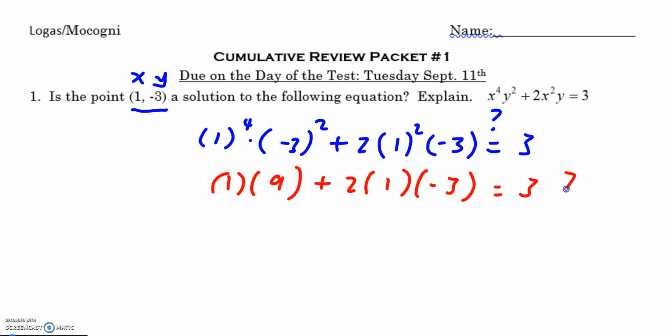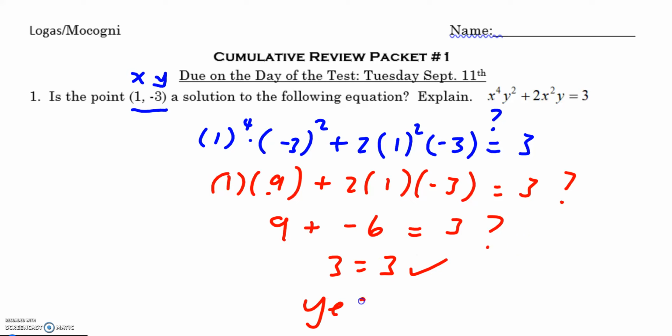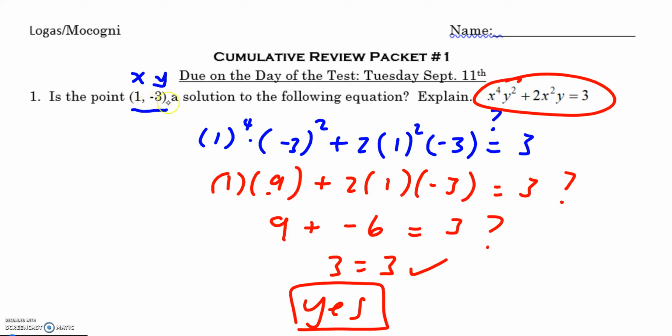Does that equal positive 3? Multiplication before addition. So 1 times 9 is 9, plus 2 times 1 times -3, -6. Does that equal 3? Well, 9 plus -6 is 3. So I get the statement 3 equals 3, which is always true, so I would say absolutely (1, -3) is a solution, which means if I graphed this, this point would be on the graph.